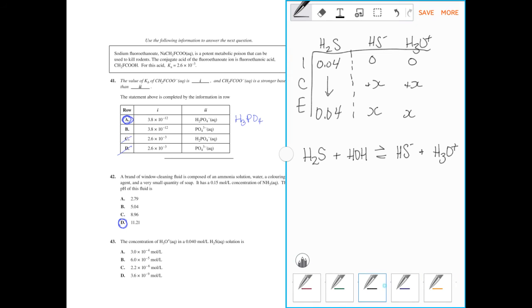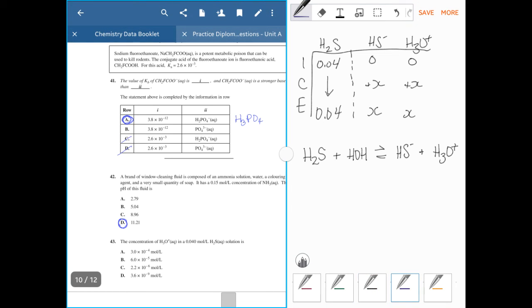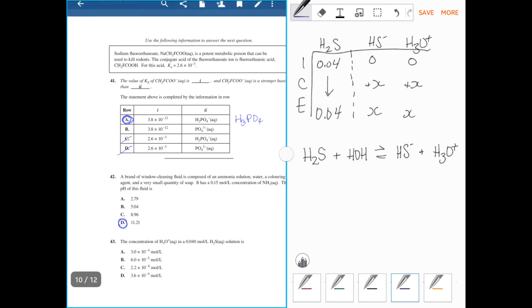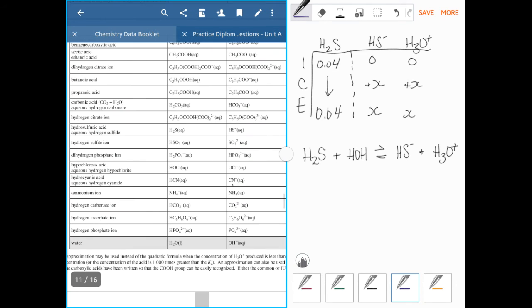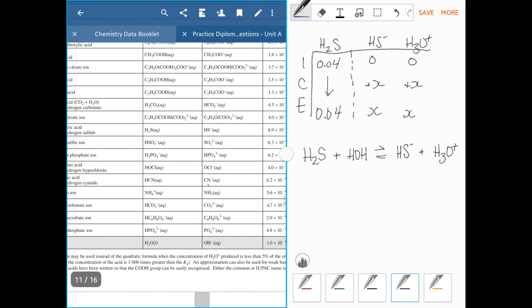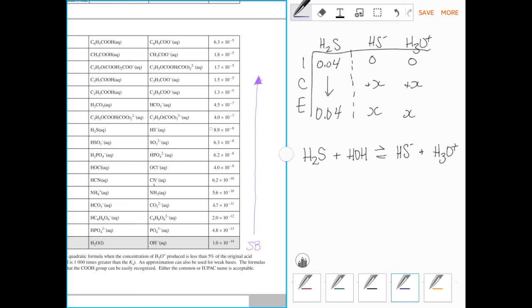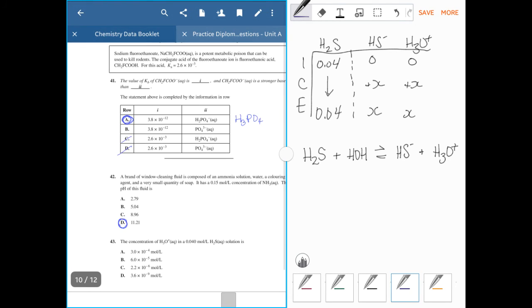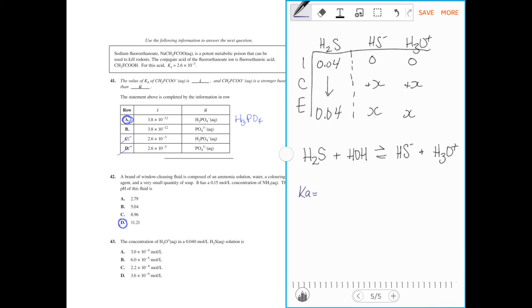So when I do that and I check my data booklet to see what the Ka of H2S is, let's see here. I find H2S, which is right here, hydrosulfuric acid. I see that it is 8.9 times 10 to the negative 8. So my Ka is 8.9 times 10 to the negative 8. Again, I can have my x squared over my 0.04 equals my Ka value.